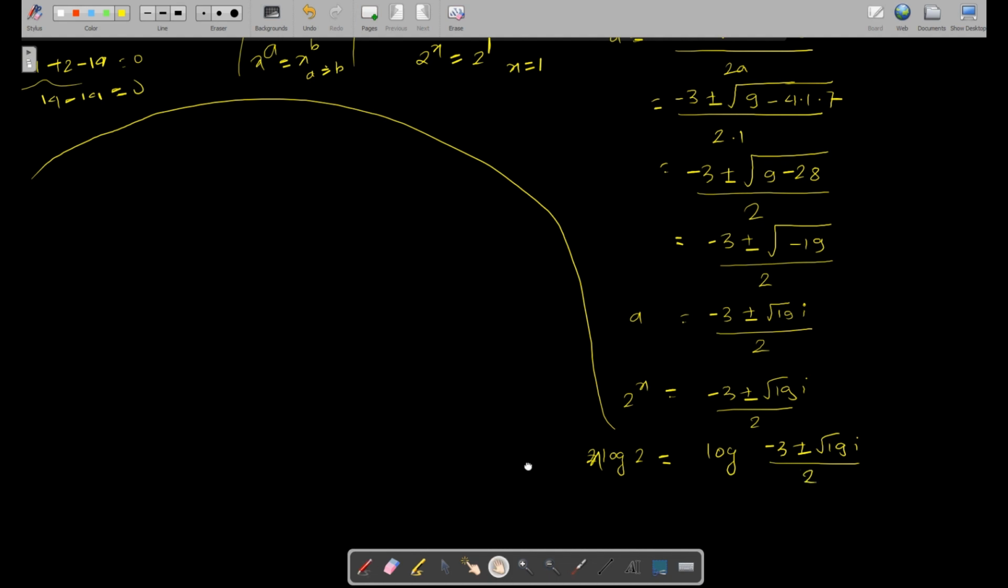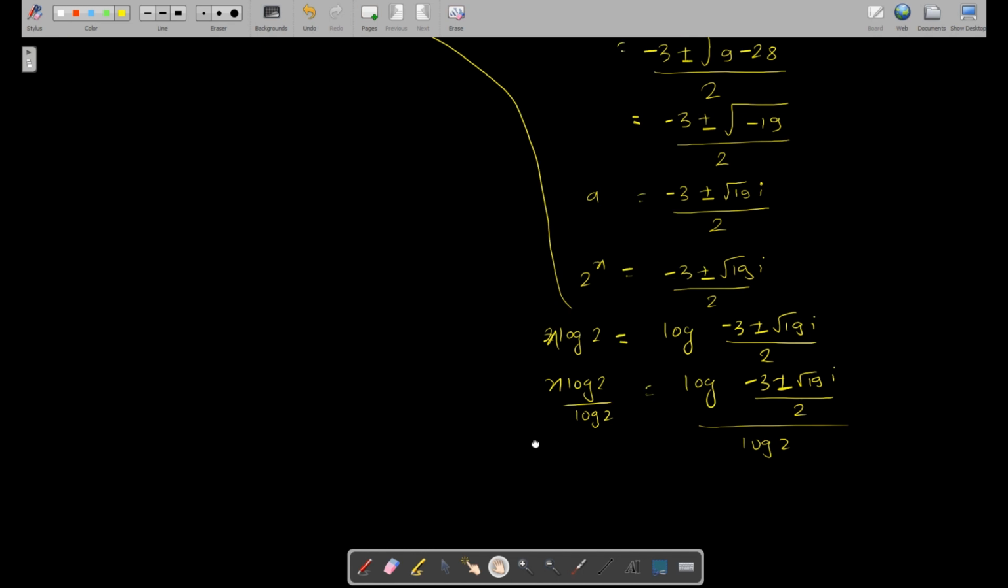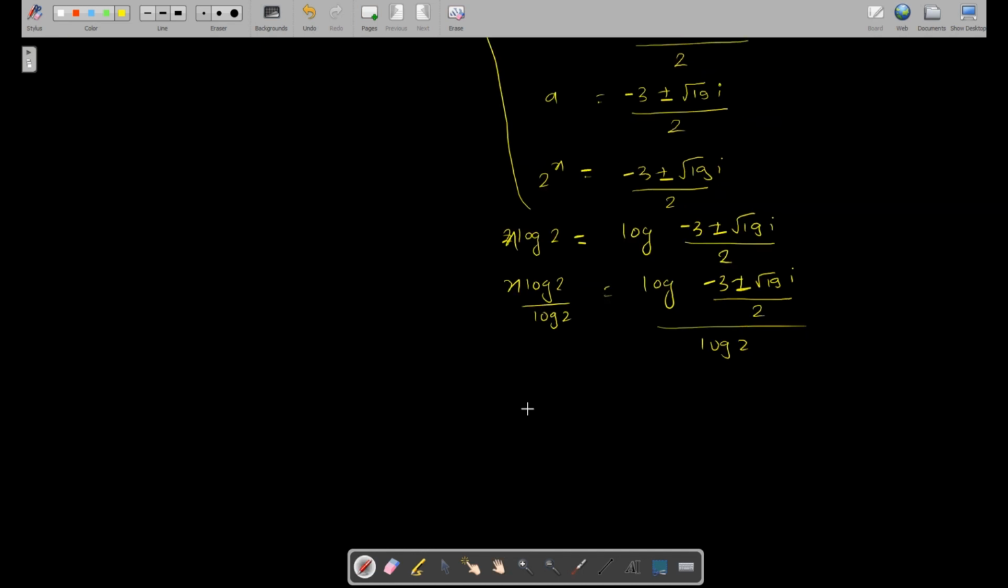Okay. Now, in order to find the value of x, I have to make x alone, because without making x alone I can't find its value. So in order to make x alone, I have to remove this log 2. How am I going to do that? I will divide both sides by log 2. By doing that, I will get x equals log of minus 3 plus minus square root of 19i over 2, divided by log 2. Now this log 2 and log 2 will get cancelled out.